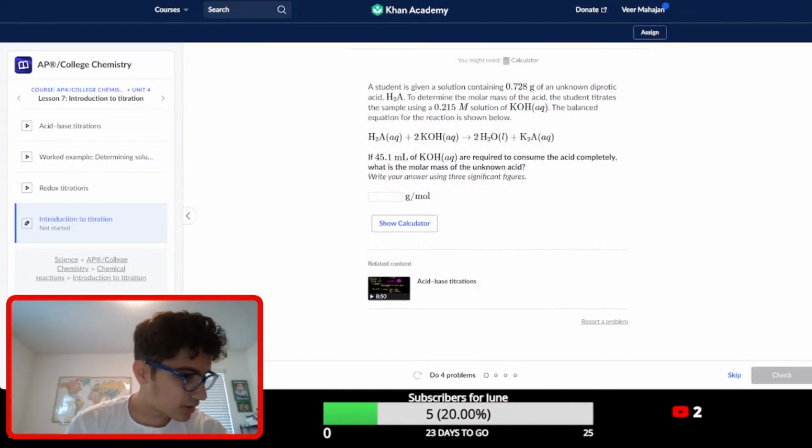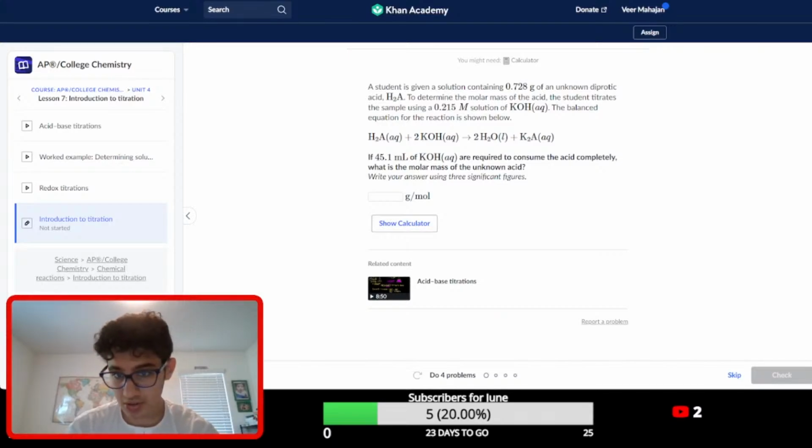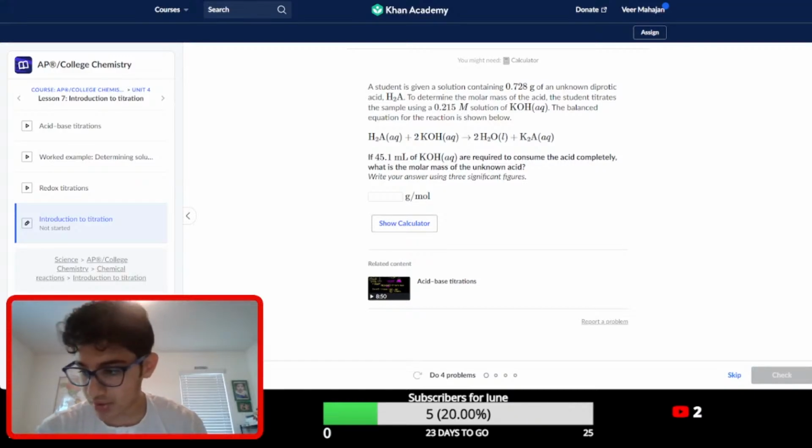Okay, so let's do that then. First step is to do 2 KOH. Actually, no, how many moles are there of KOH? Can we just figure that out immediately? We can, because the student titrates it with 0.215. That's a molarity. So 0.215 equals the number of moles divided by 45.1 milliliters, which is 0.0451 liters, right?